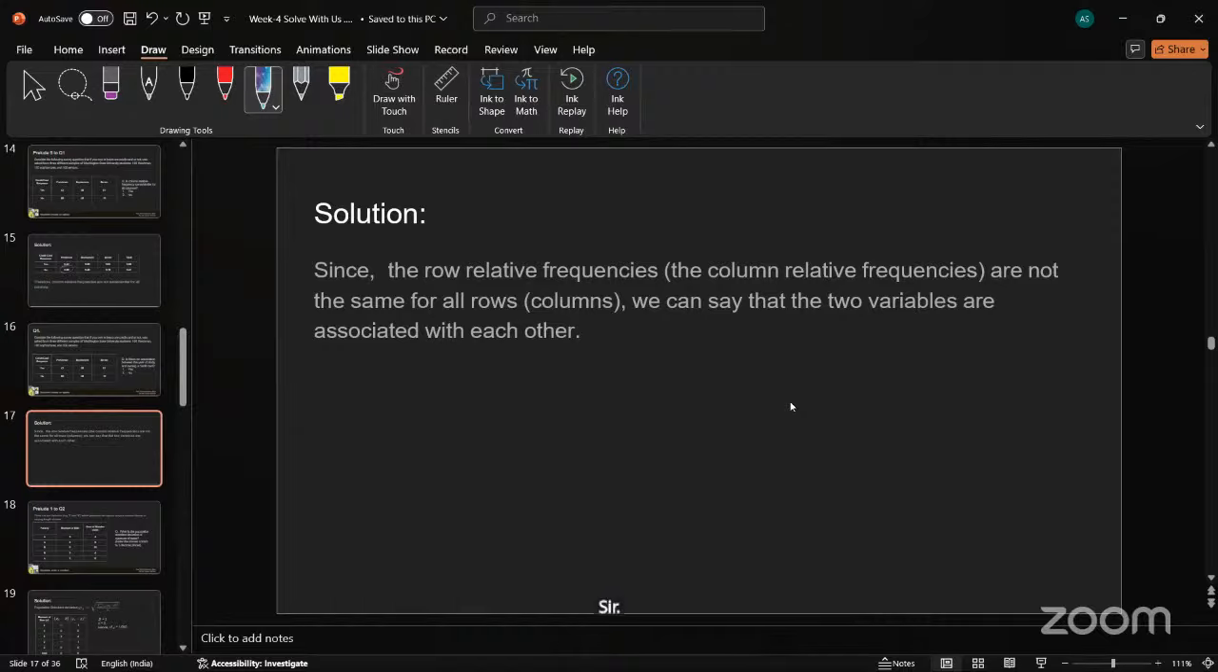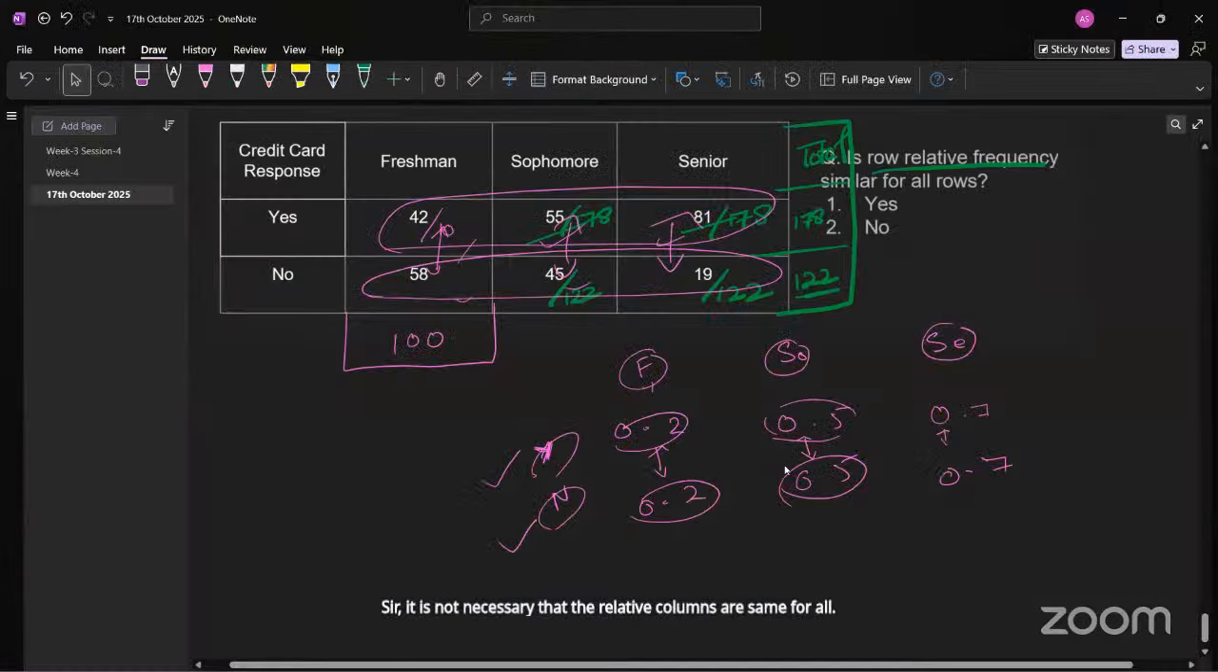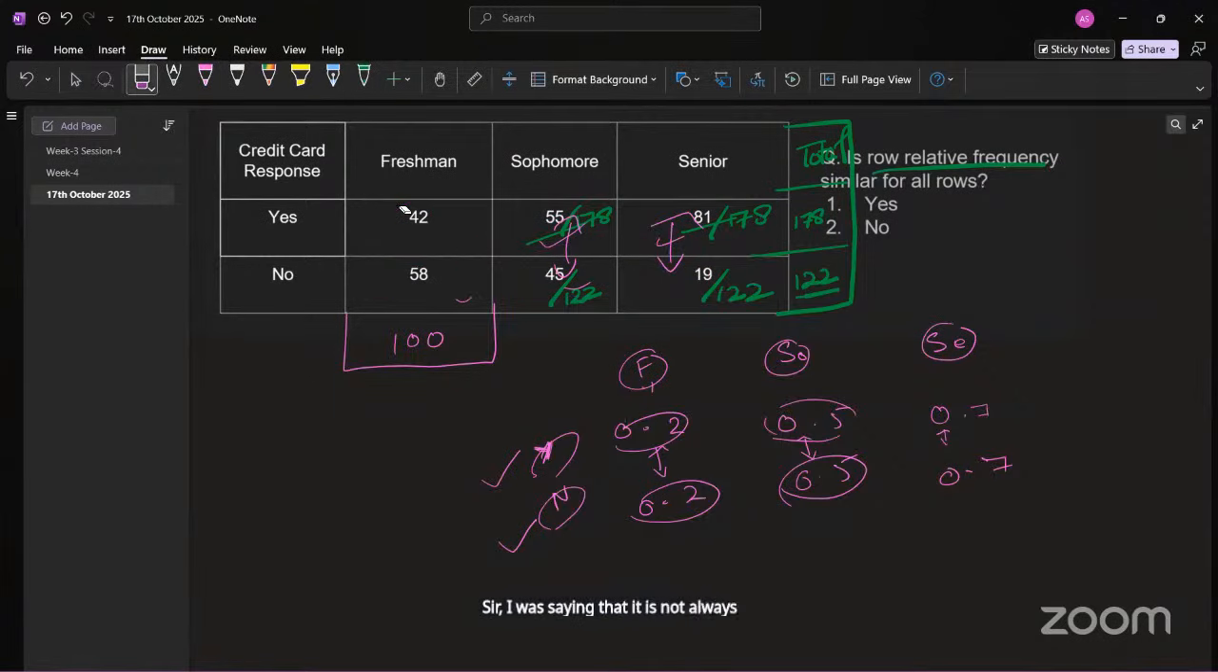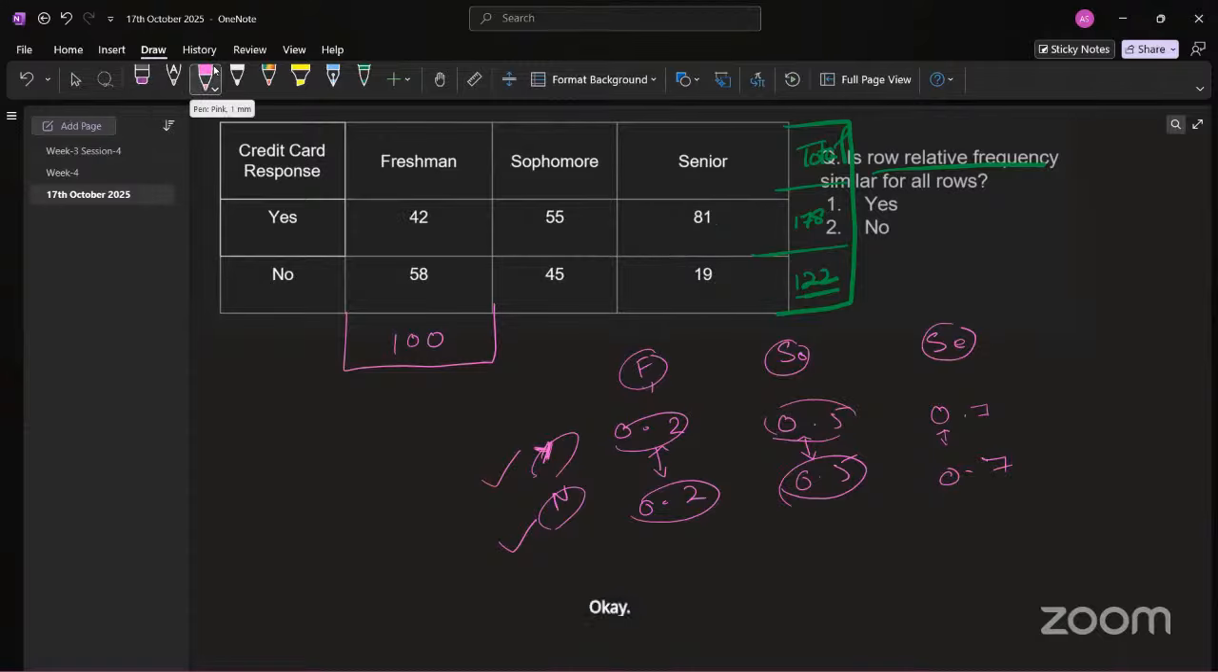Sir, it is not necessary that the row relative frequencies are the same for all rows, and similar for the column relative frequency also, right? You can go either with the row relative frequency or the column relative frequency. Both will give you the same answer. It will not make a difference. Yes, sir, but I was asking that it is not necessary that they will be the same. No, I mean, it's a very low probability that they will be the same.